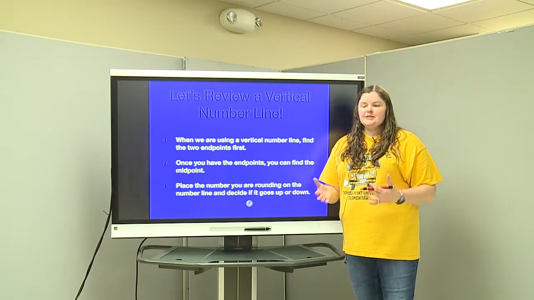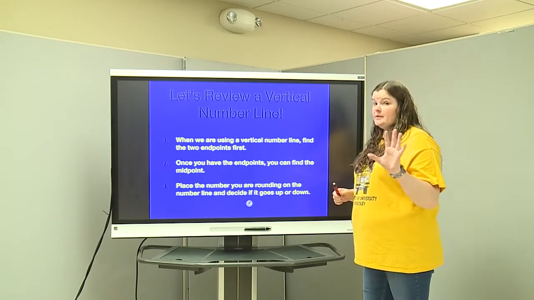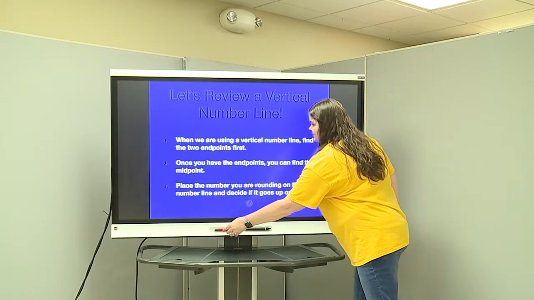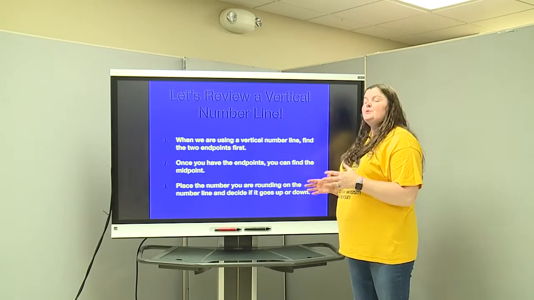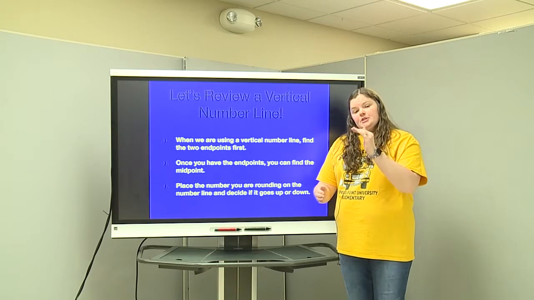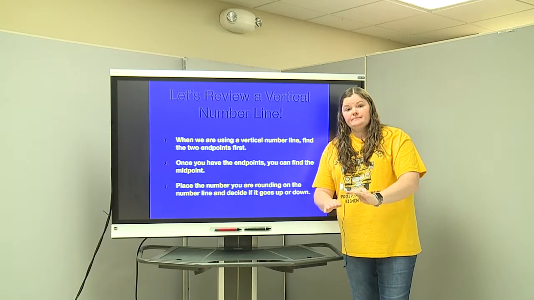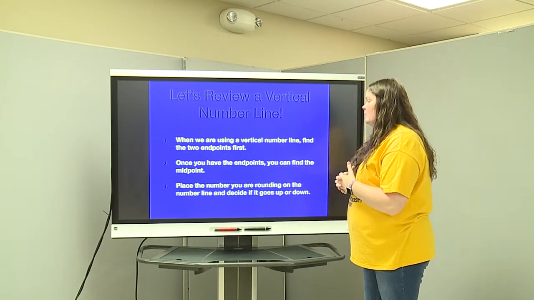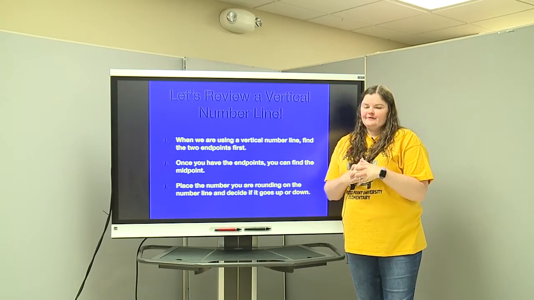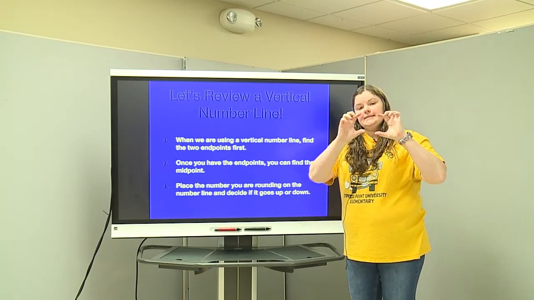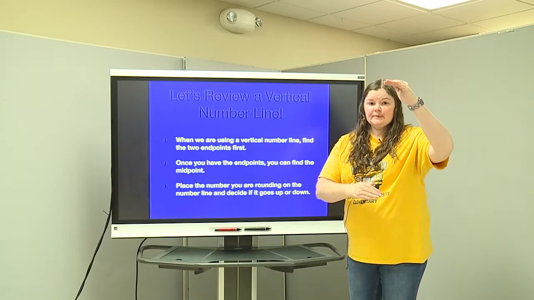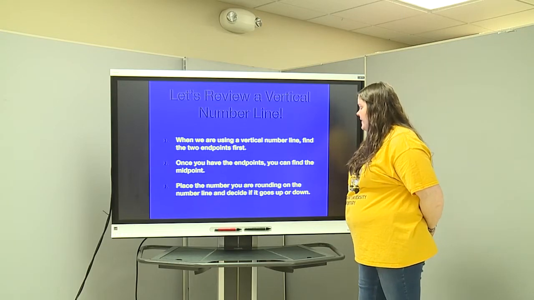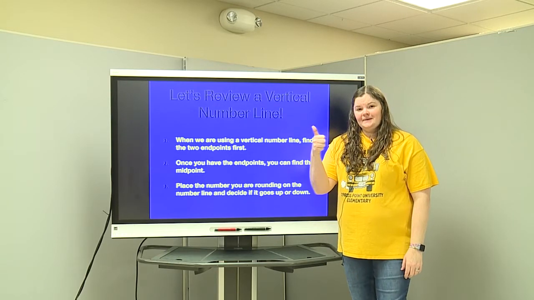All right, to wrap this up, let's just review this vertical number line because we will see them again. So when we're using a vertical number line, we need to find the 2 end points first. So we need to find that bottom or the lowest end point, and then we find the top or the highest end point. Second, once you have the end points, then you can find that midpoint. So then you can find what's exactly between those 2 numbers on that vertical number line. And then we're going to place the number that we're rounding on the number line and decide whether it goes up or down.